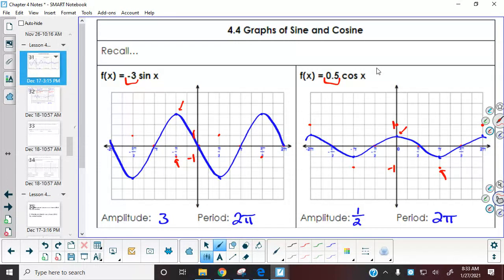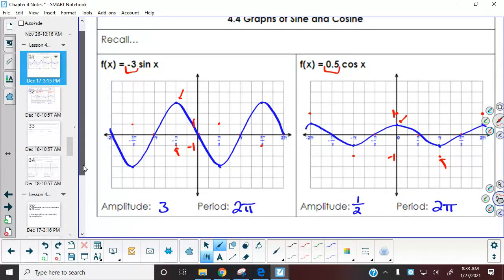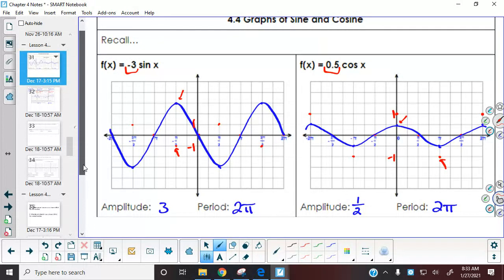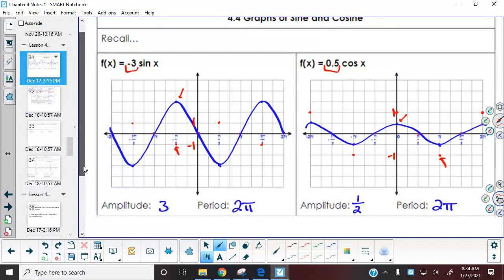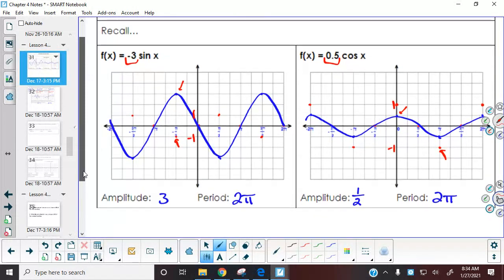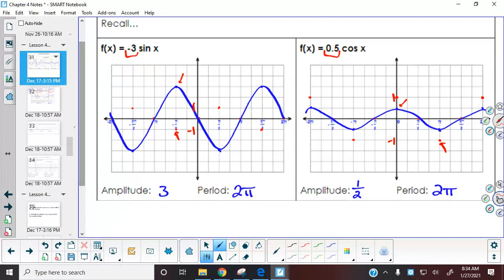Okay, so here's the deal though with this. Your amplitude we've talked about prior is still 3, even though it's a negative out in front. Don't forget your amplitude is a distance, so therefore it's the absolute value. And then the second one, your amplitude is 1/2. So hopefully you got those.